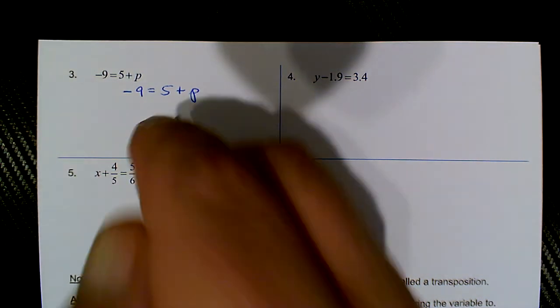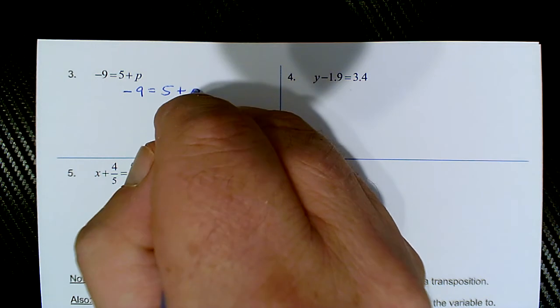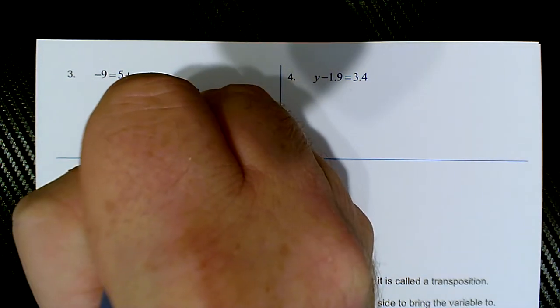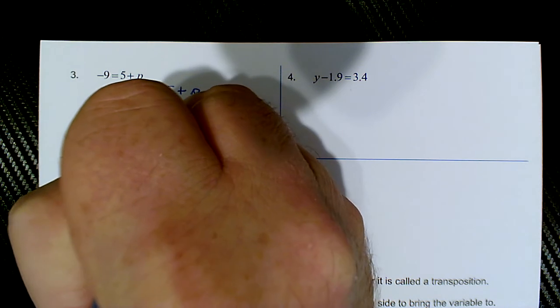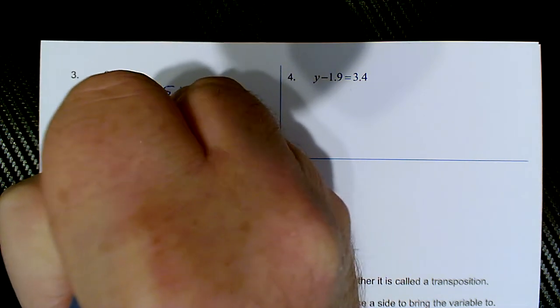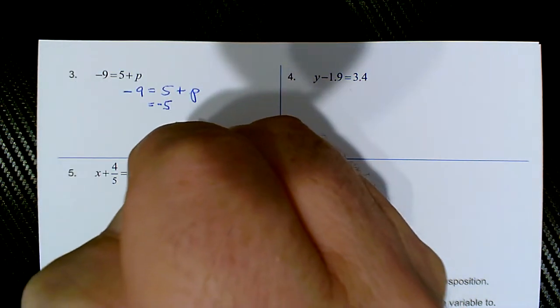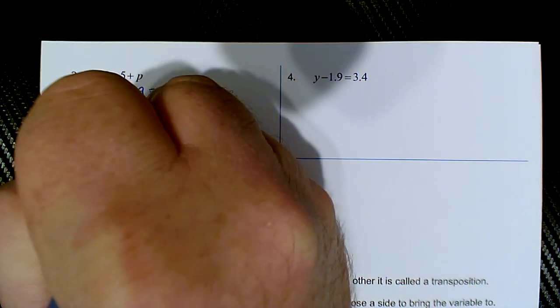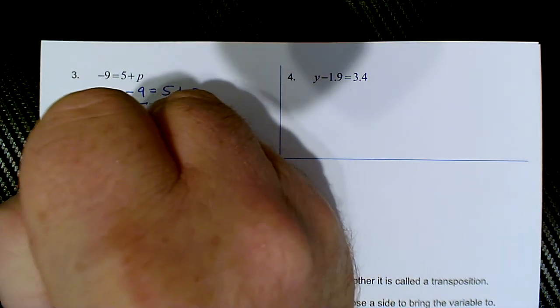But now I want to get the p all by itself. So it's on the right-hand side. I'm just going to leave it there. And I need to get rid of this 5. It's positive. So to undo it, that's basically what we're doing here. We're just undoing things. We can subtract 5. I'll line up the equal sign, and if I subtract 5 from that side, I subtract 5 from this side as well.